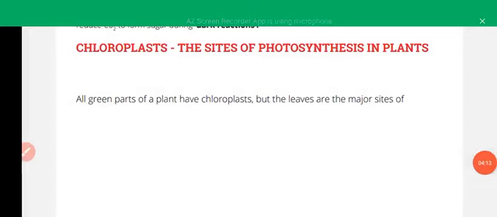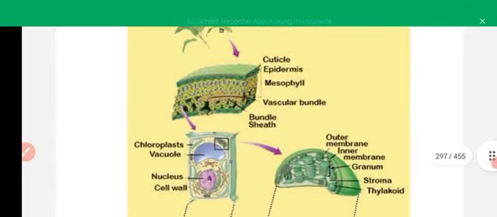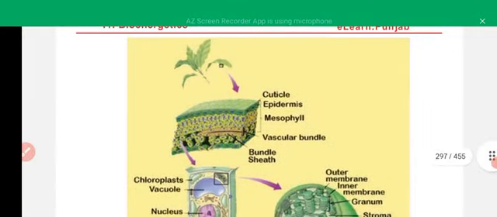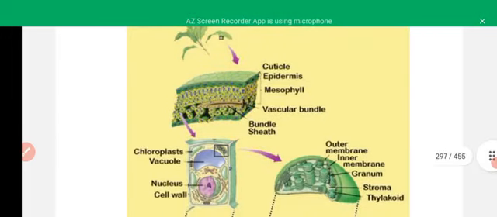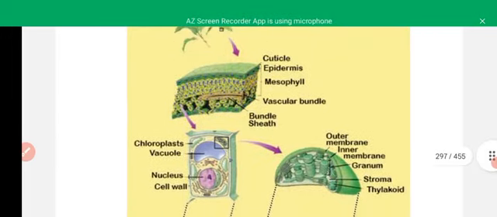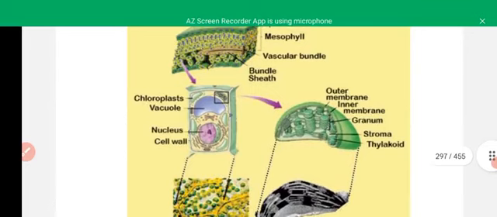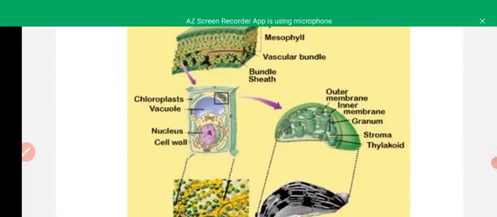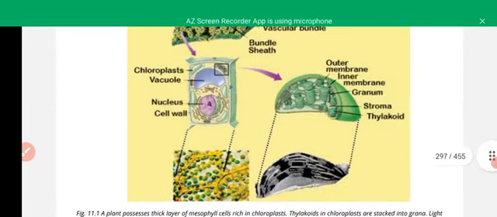Here is the basic structure of the chloroplast. We have to follow the basic structure of the chloroplast, though it is not included in the syllabus, like the general structure of the leaves. Chloroplasts are found in leaves, and leaves are the site of photosynthesis. The leaf structure consists of cuticle, epidermis, mesophyll, and vascular bundles. Then we come to the chloroplast, in a plant cell, which contains vacuole, nucleus, and cell wall.